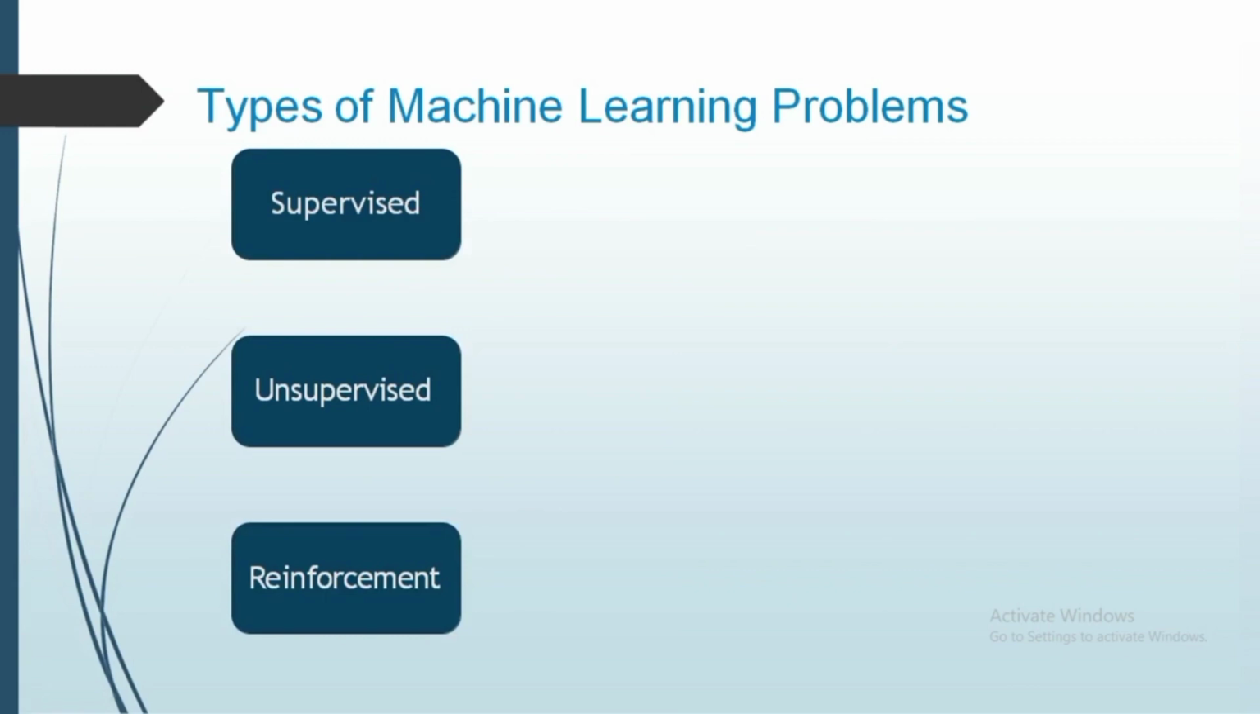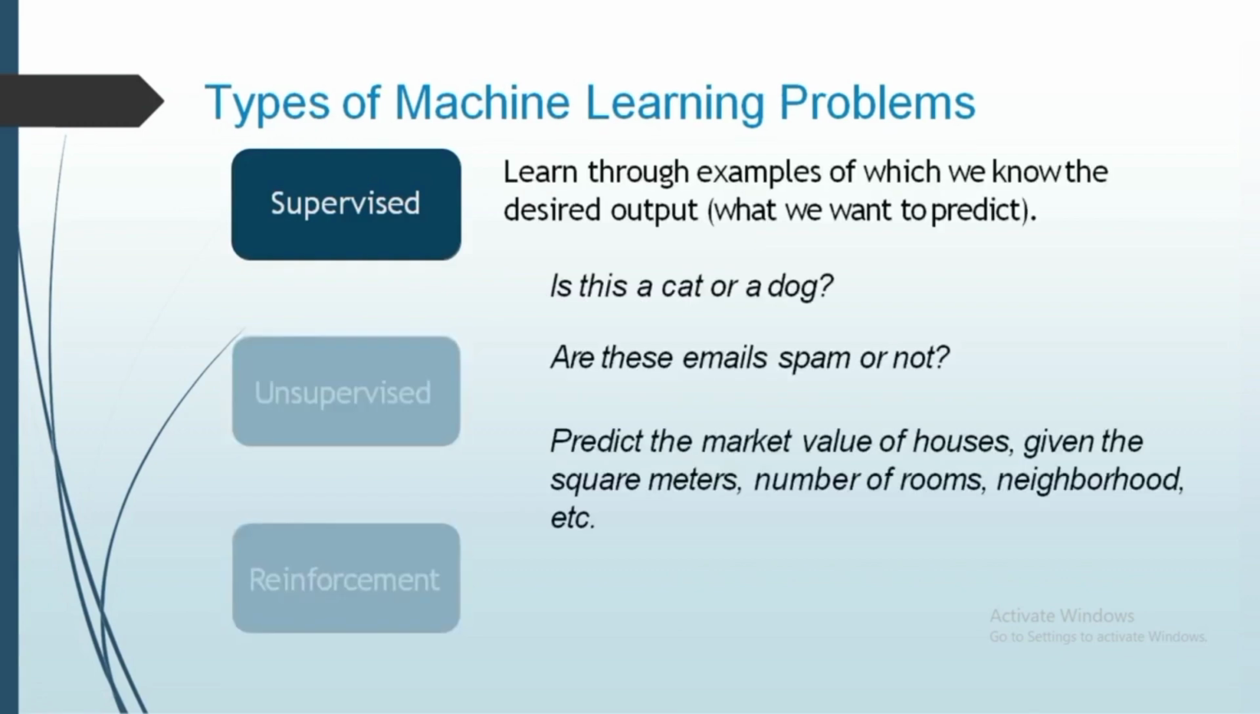Now there are different types of machine learning problems: supervised, unsupervised and semi-supervised. We'll see them one by one. First comes supervised. Supervised learning learns through examples, meaning we know what the desired output will be, like whether it is a cat or a dog, whether it is a spam email or not, or a spam user or not, or predicting the market value given the square meters, the number of rooms, the neighborhood, etc. These are some examples of supervised learning.